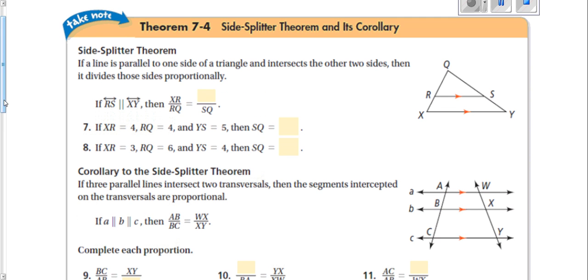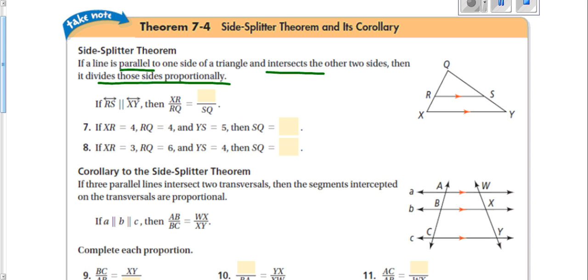All right, so Theorem 7.4, the side splitter theorem and its corollary. What? Let's talk about it. So the side splitter theorem really does what it sounds like. It splits a side, splits it. So if a line is parallel to one side of a triangle and it intersects the other 2 sides, then it divides those sides proportionally.